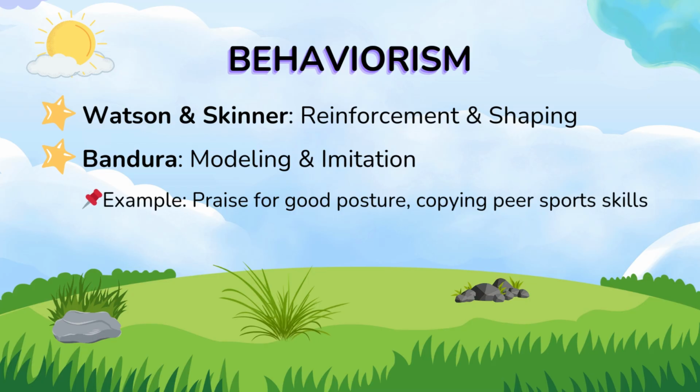Bandura added the importance of modeling. Children watch and copy others. If they see their peers practicing sports or their parents exercising, they are likely to imitate. This is why role models matter so much in physical development. So, behaviorism shows us that physical skills can be taught, strengthened, and maintained through consistent feedback and good examples.